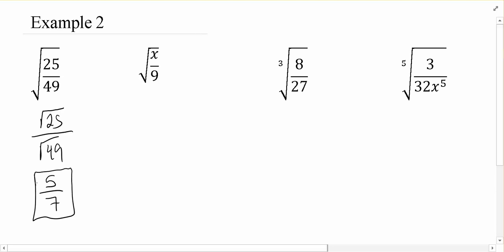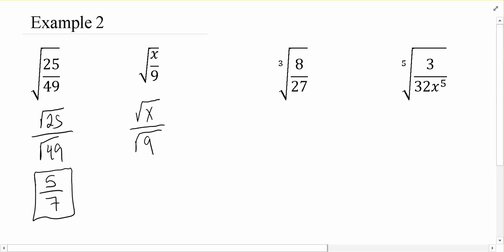And we've really already taken square roots of fractions. We're just sort of explicitly saying now that this rule is okay. If we do the same thing to the second problem in this example, then we're going to have the square root of x on the top and the square root of 9 on the bottom.